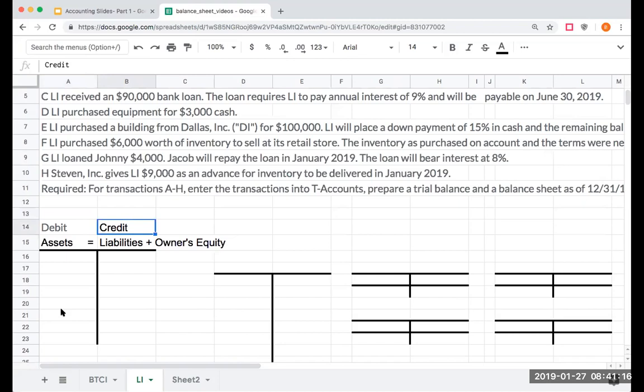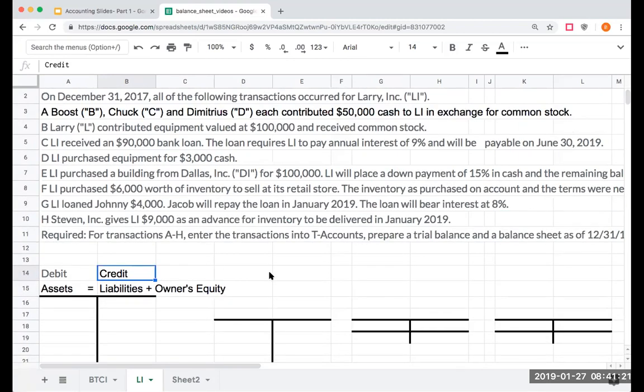The first part we have to do is go through and record all of our transactions into T accounts. Once we've done that, we're going to total up the T accounts. We're going to make a trial balance, which essentially means: do our total debits equal our total credits? And then we're going to prepare a balance sheet as of December 31st, 2017.